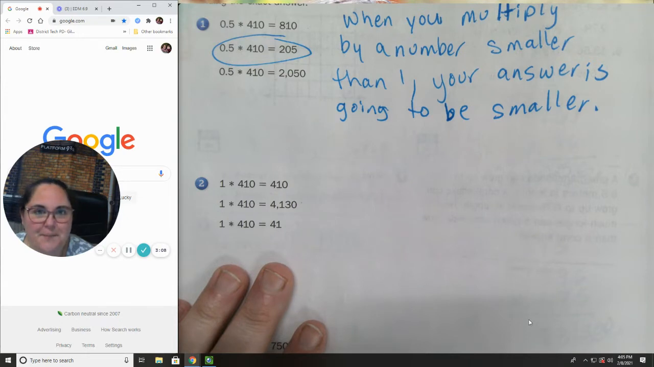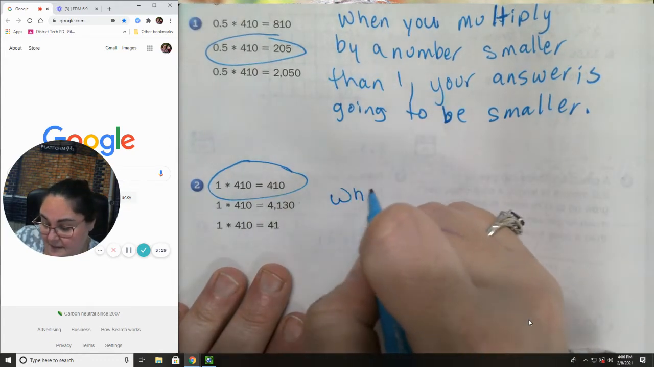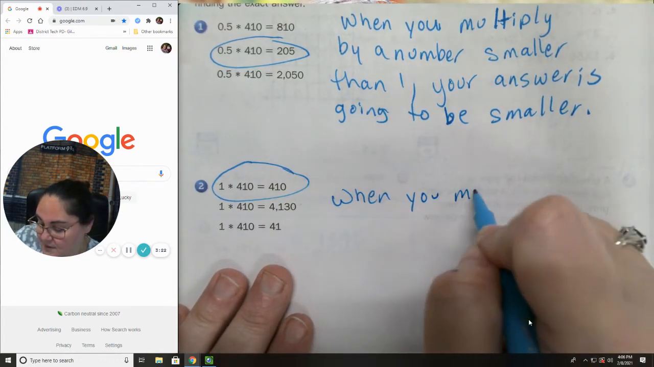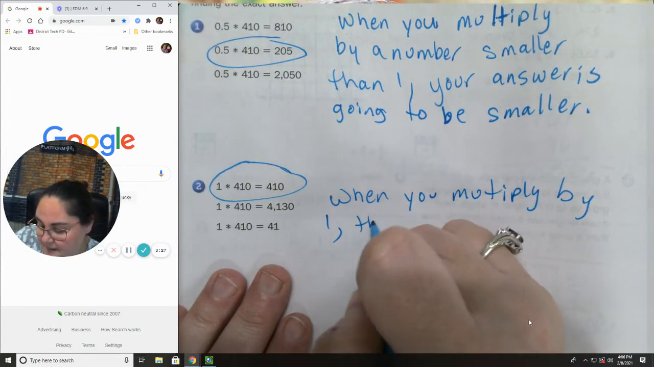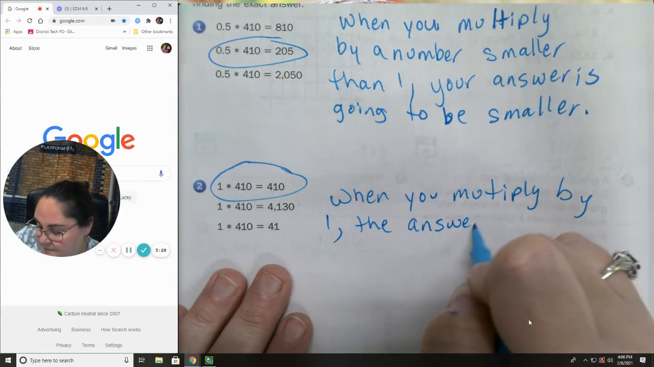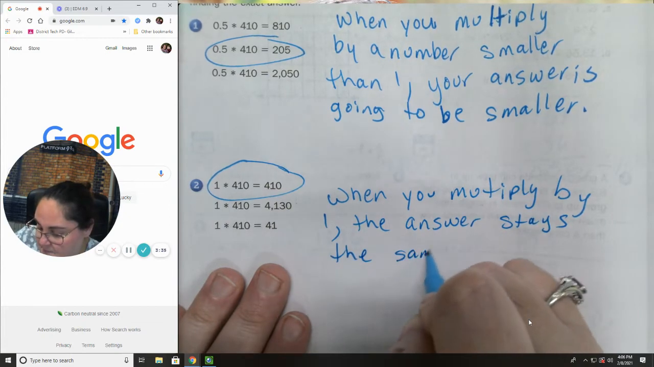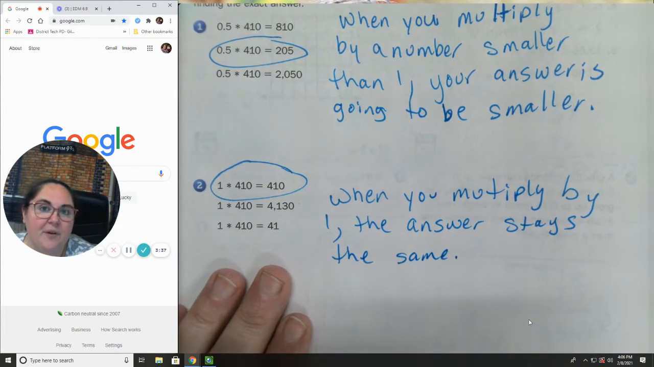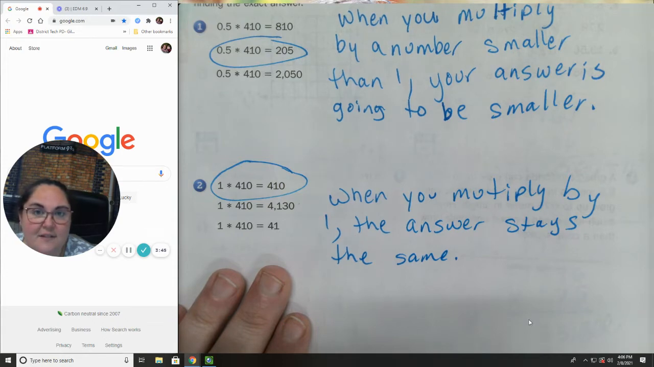What do you think? All right. You should have chosen this one. When you multiply by 1, the answer stays the same. This is called an identity property. Identity. In other words, when you multiply by that 1, it stays itself. It doesn't change. Okay.